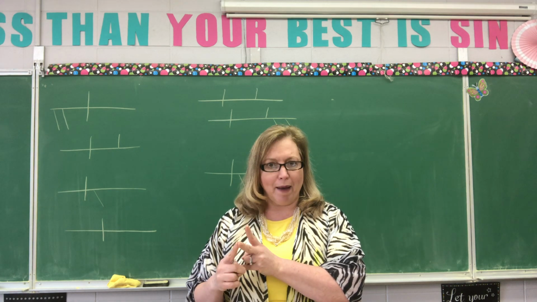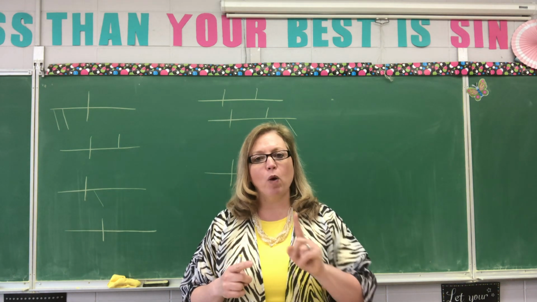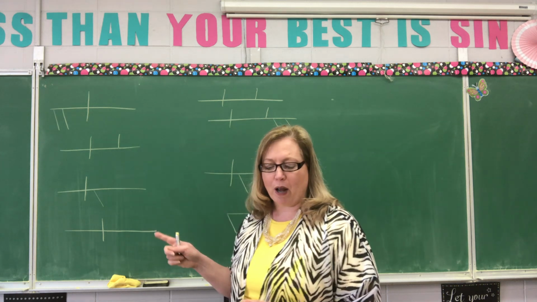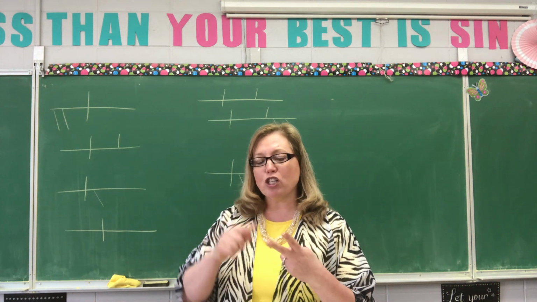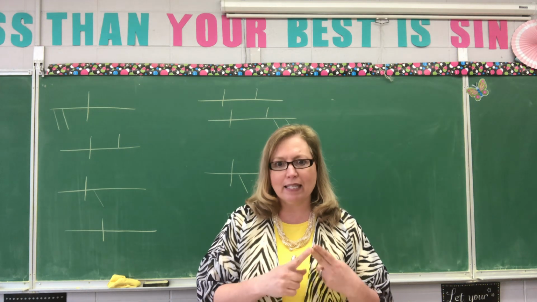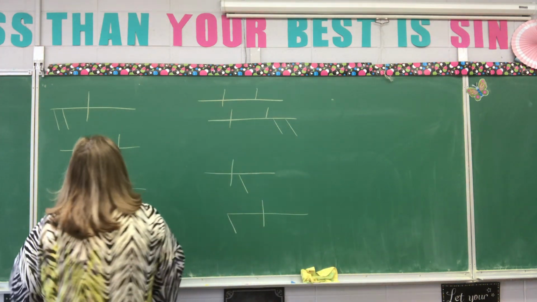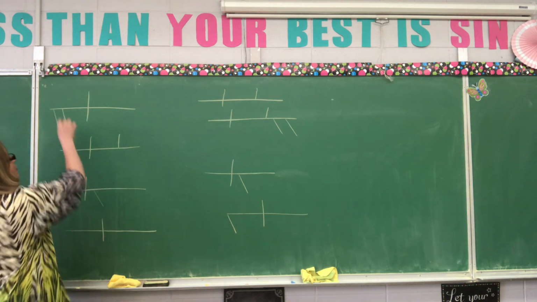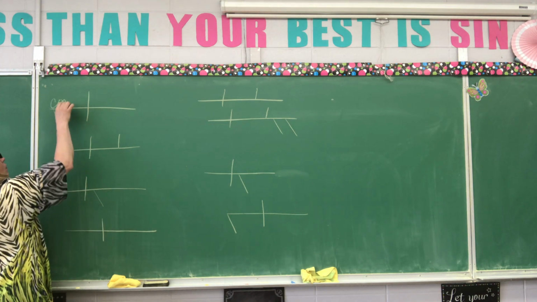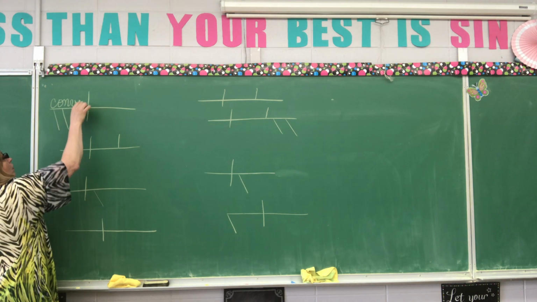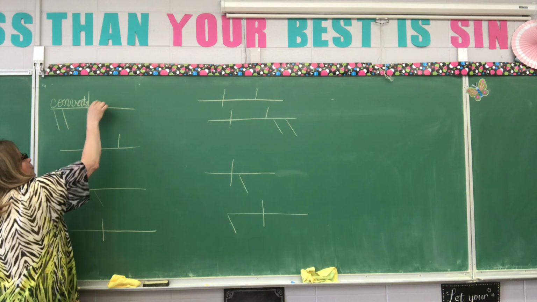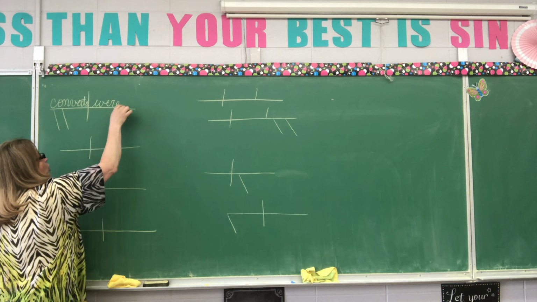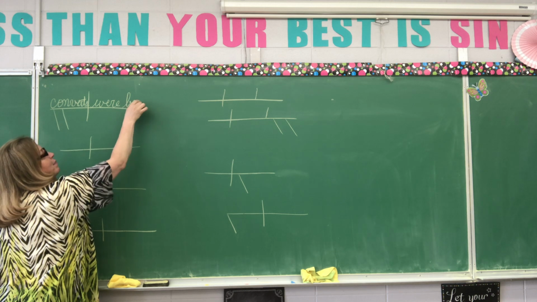Converts were baptized. Okay? Now, what I want you to do is go to your piece of paper and diagram your subject and verb of your independent clause. Okay? So our independent clause is converts were baptized. Converts. Were baptized.